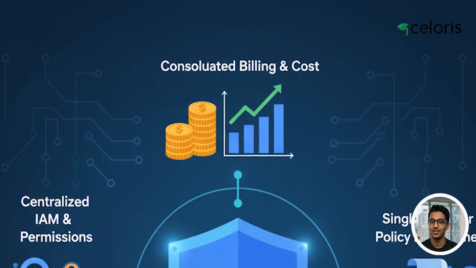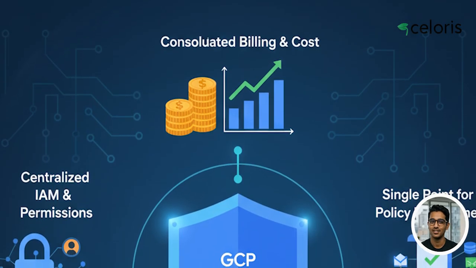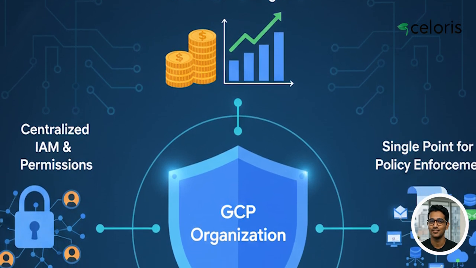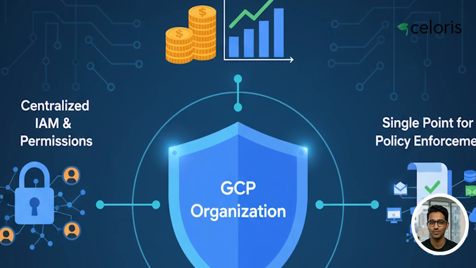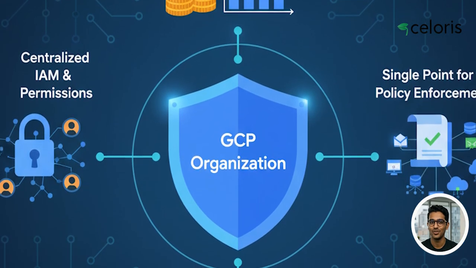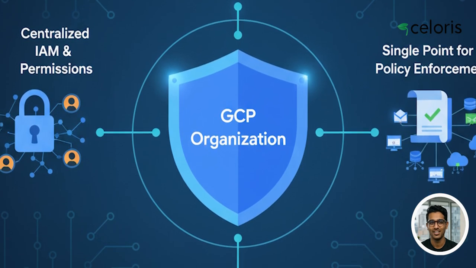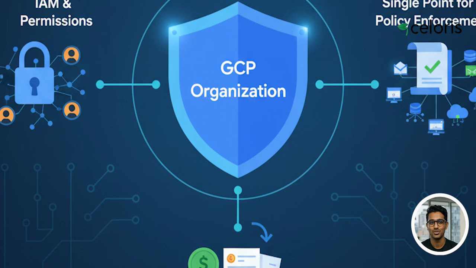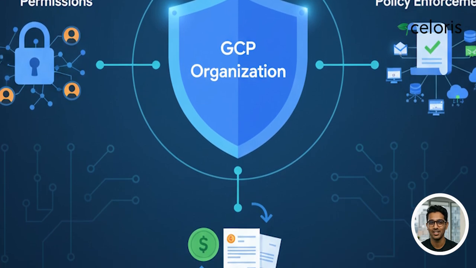The benefits of having an organization resource are significant. You get centralized identity and access management, IAM, allowing you to define permissions across your entire cloud footprint. It enables consolidated billing, so you can manage and track costs for all your projects under one umbrella. And critically, it serves as a single point for policy definition, meaning you can set overarching rules and compliance standards that apply everywhere beneath it.